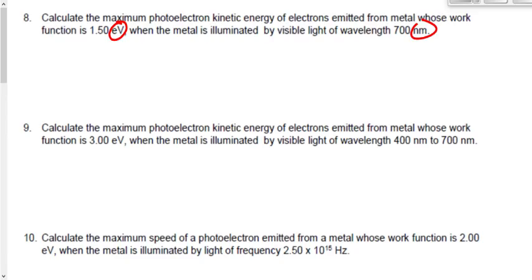We want to know that because it doesn't appear on our data sheet, and if we want to use this, we want to be able to derive that equation. So hf is the initial energy of the photon, EK max is the final energy of the electron, and W is the energy that we used up in the process of ejecting that electron.